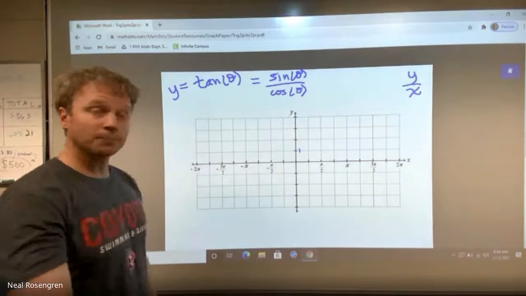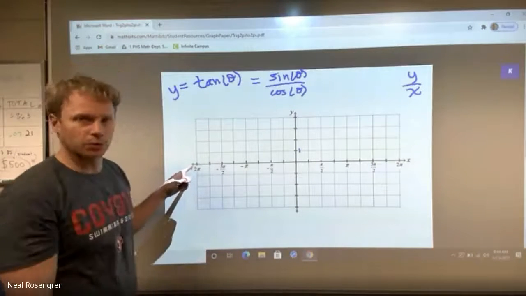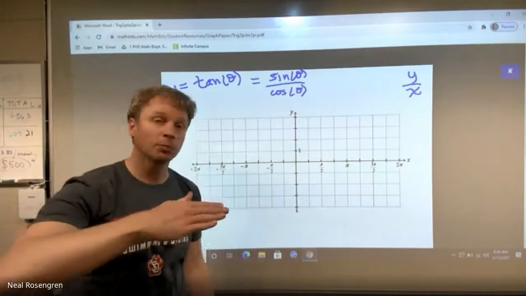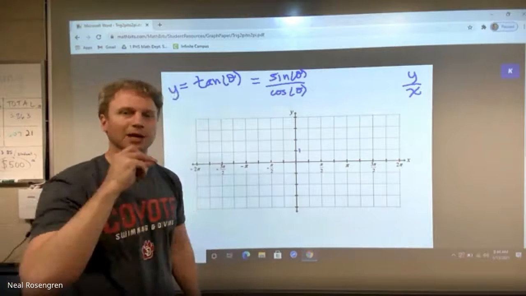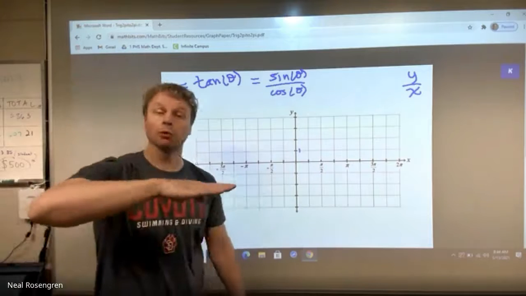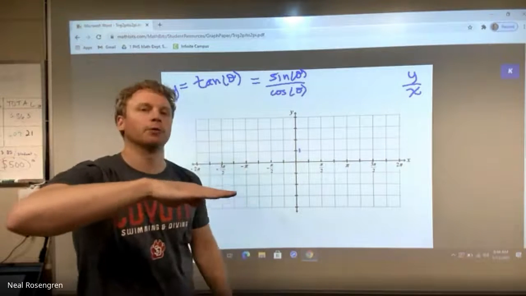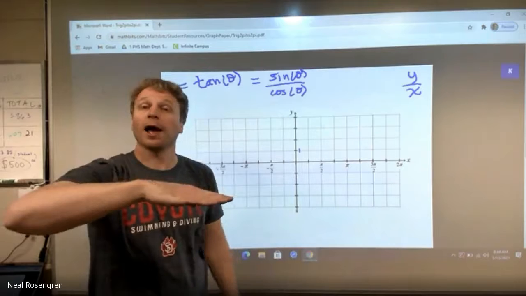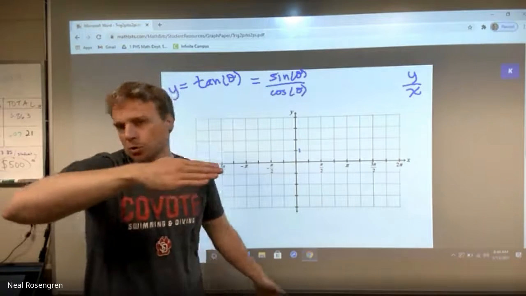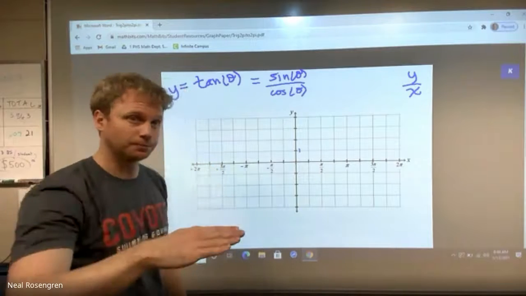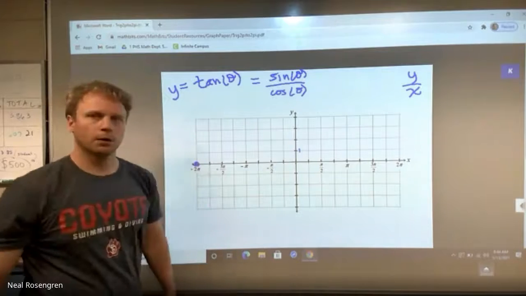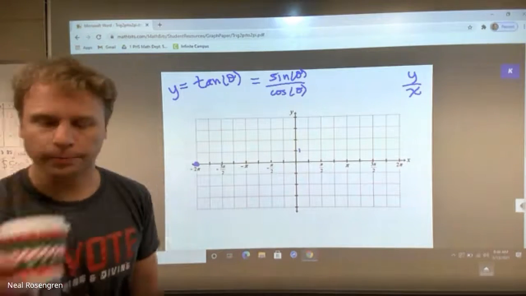Okay, so imagine starting at 0, right? That's where we're at. I'm at the point 1, 0. So having your unit circle nearby might come in handy for finding those numbers quickly. When I'm at 0 radians or negative 2 pi radians, and I think about y over x, the y value at that spot is 0. The x value at that spot is 1, right? Because I'm at the point 1 comma 0. 0 divided by 1 is 0, and I've got a point.